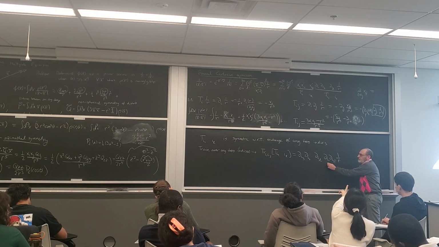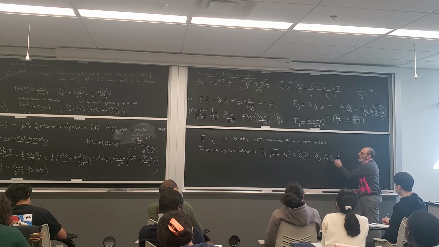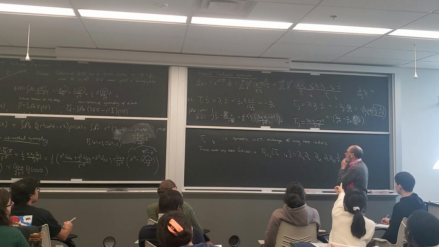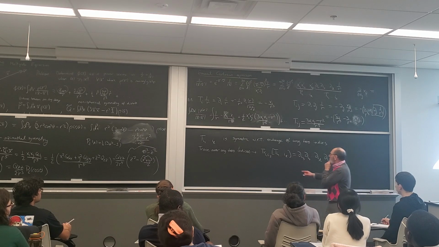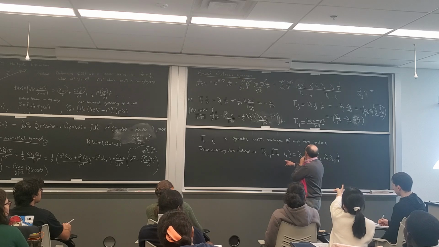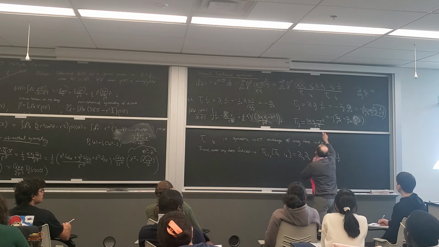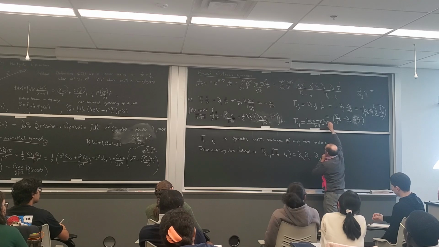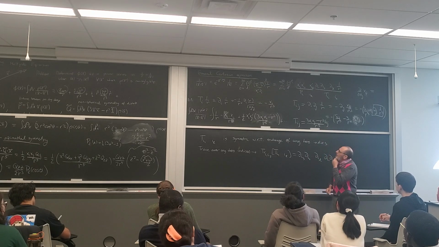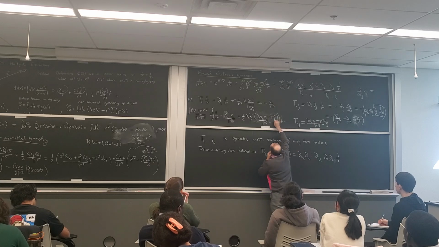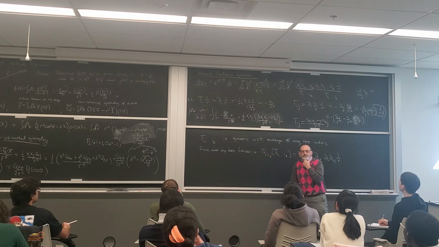Where is the third ID? Can you say again? T i i equals 0, oh yeah, delta ij. Excuse me. Absolutely. Yes. Thank you.